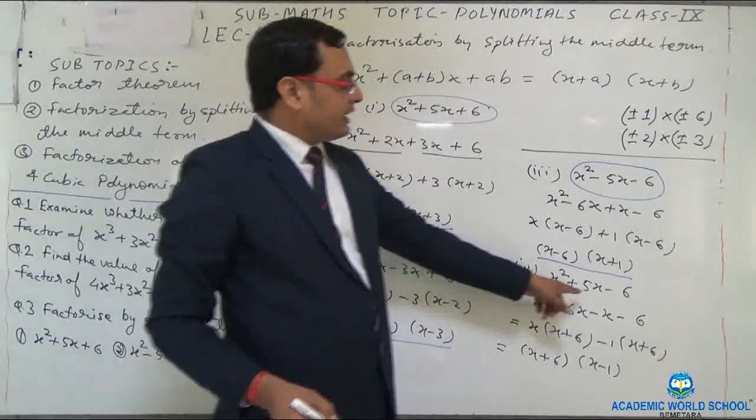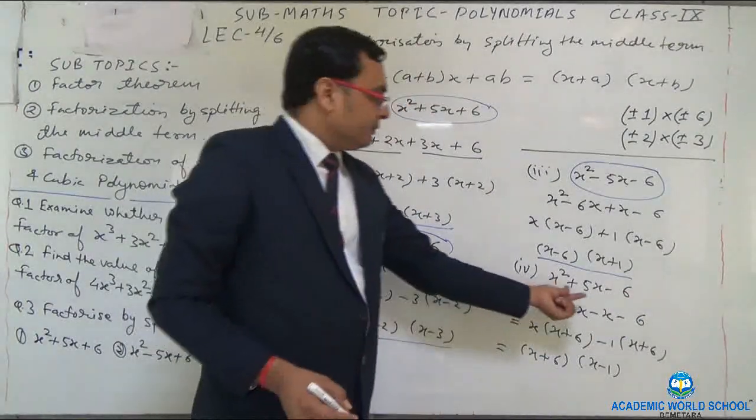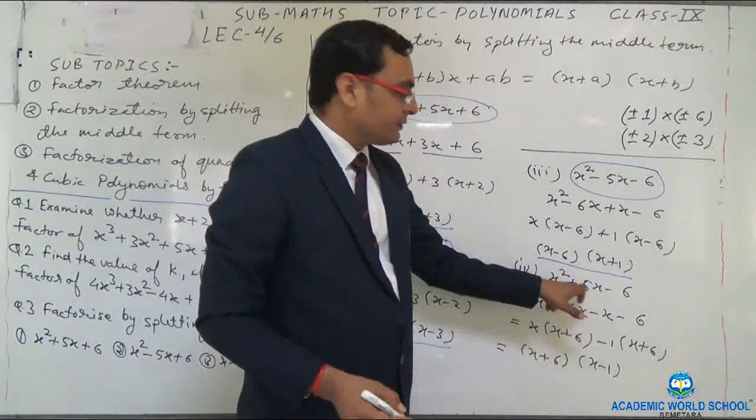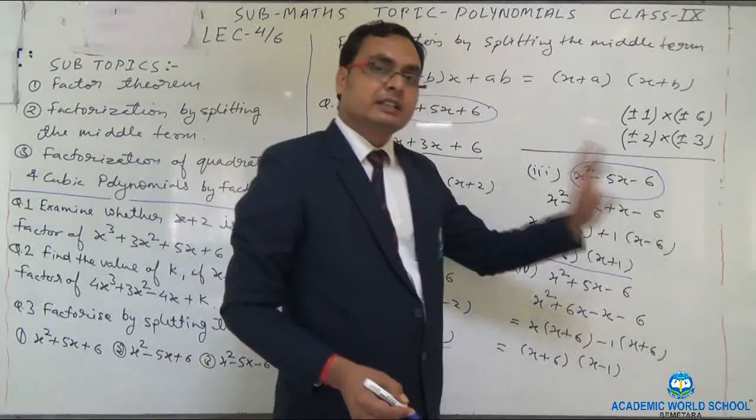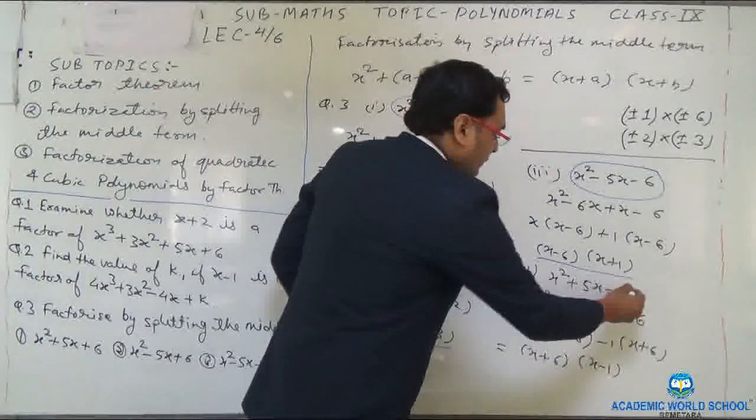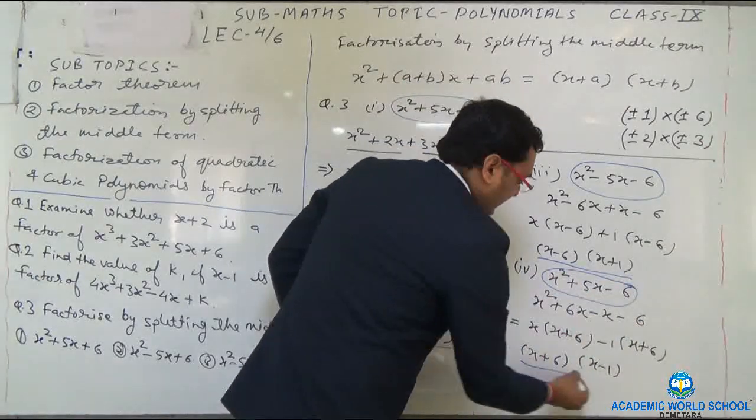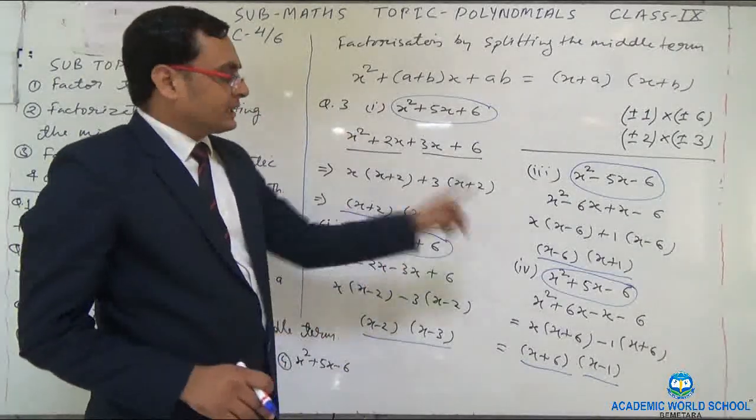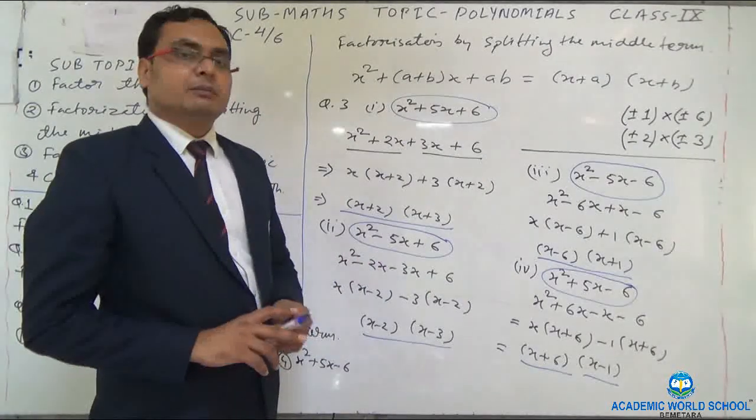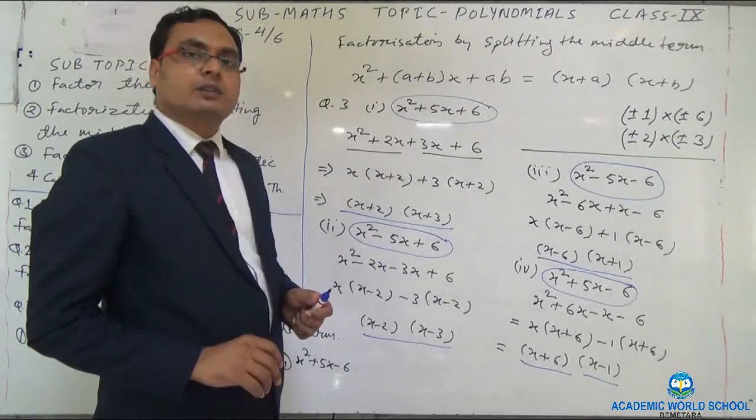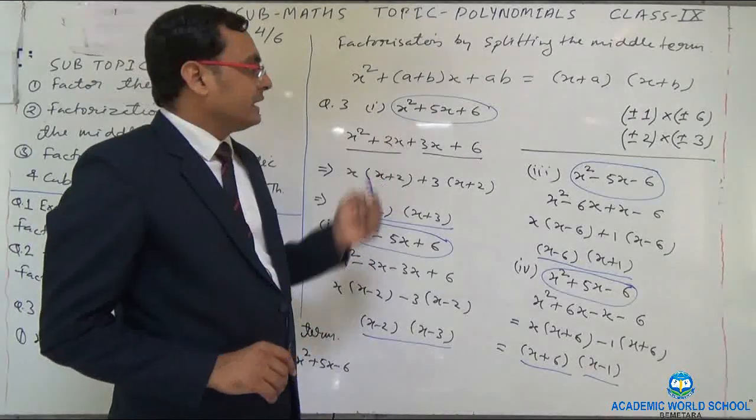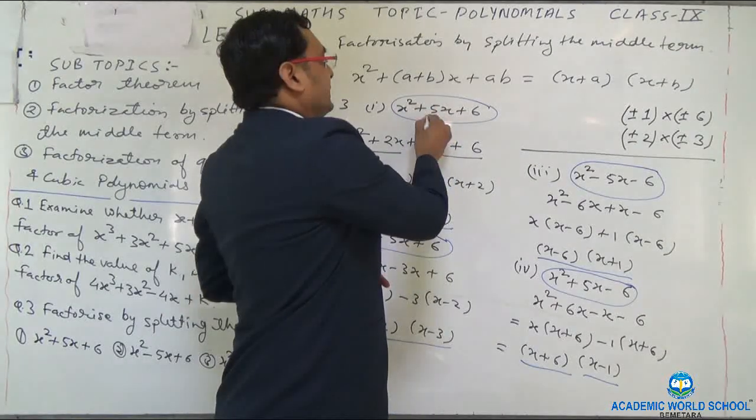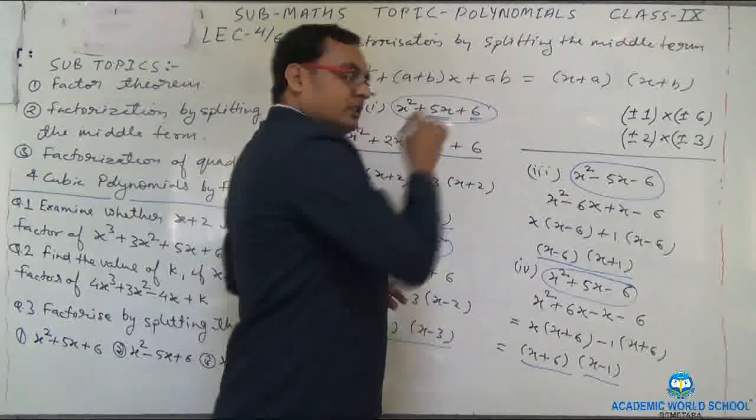Next polynomial is x square plus 5x minus 6. We split this 5x in two parts, 6x and minus x. 6x minus x is 5x. 6 into minus 1 is minus 6. We solved it to get the factors of this polynomial as x plus 6 and x minus 1. So in all the four cases we have different factors. So remember, in this process we have to find the correct factors looking at the sign of these terms, and properly what is the middle term and what is the constant term.